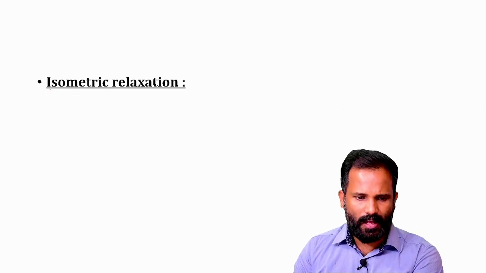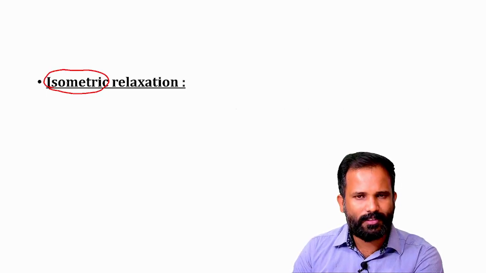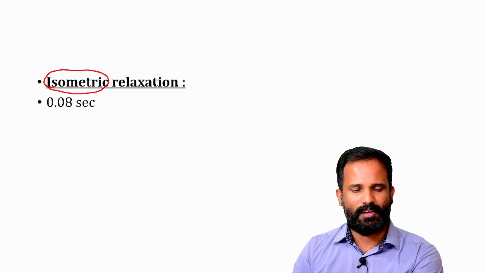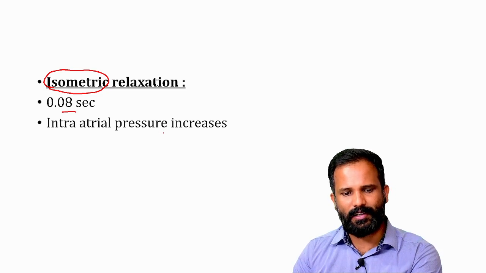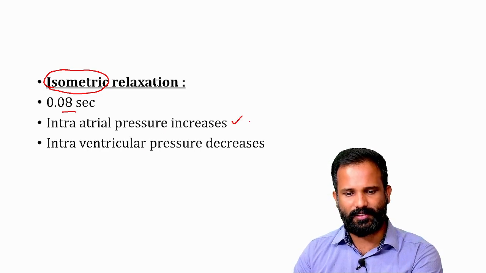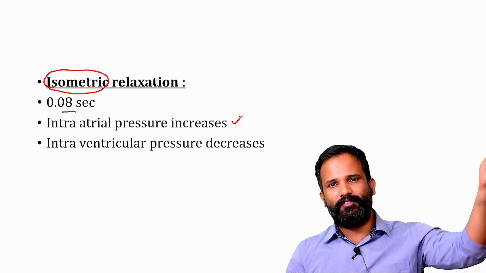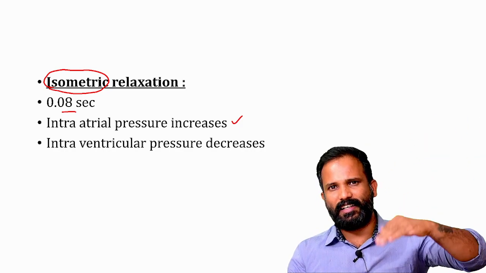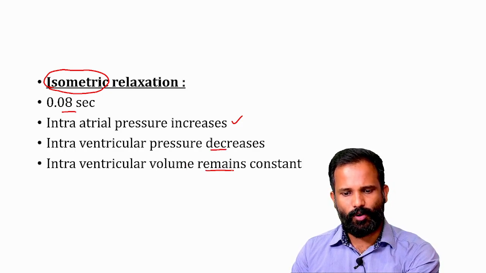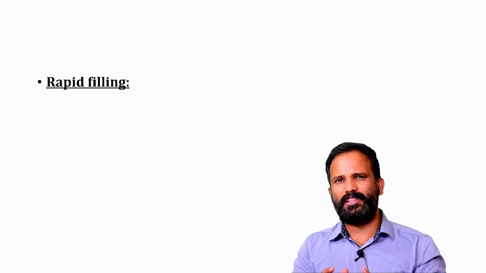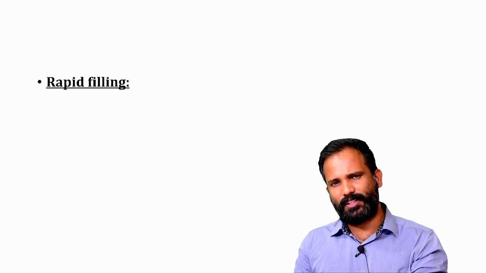Isometric relaxation. Now, isometric, volume is constant, pressure decreases. It occurs for 0.08 seconds, and intra-atrial pressure increases because venous return is still occurring in the atria. Intraventricular pressure decreases, volume remains constant. Then rapid filling: once the pressure in the ventricle is lower than the atria, blood comes faster into the ventricle.